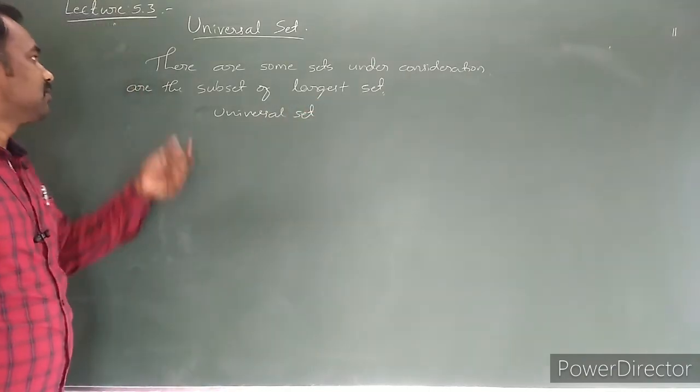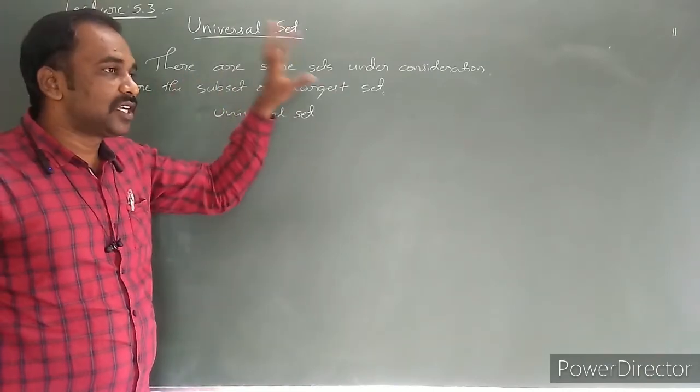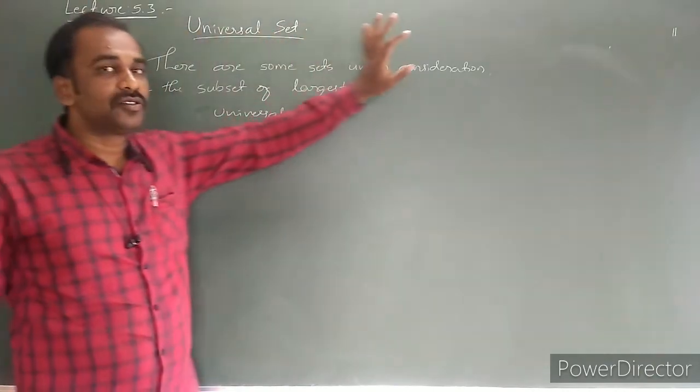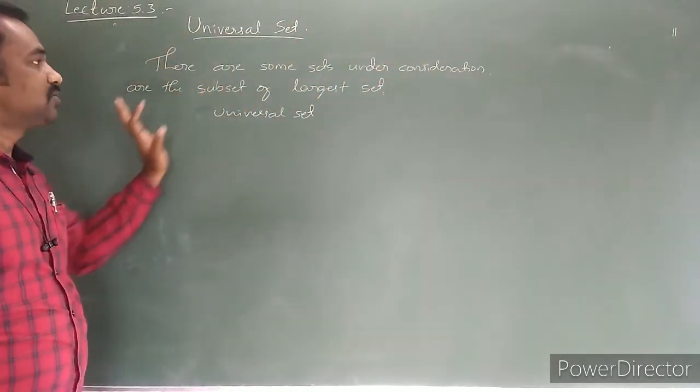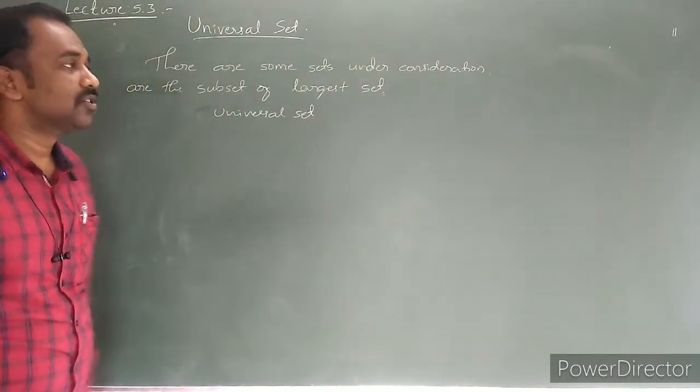What is the universal set definition? There are some sets under consideration that are subsets. Whatever sets we consider, those sets are subsets of the largest set. That largest set is said to be a universal set.